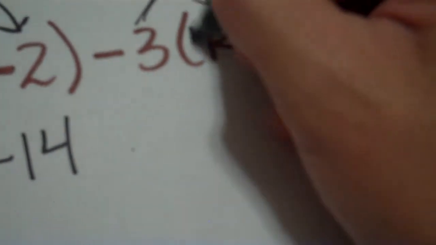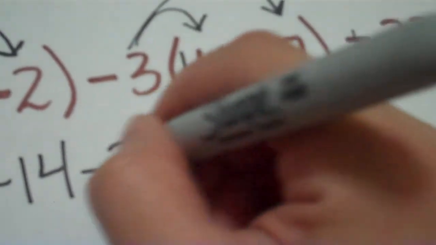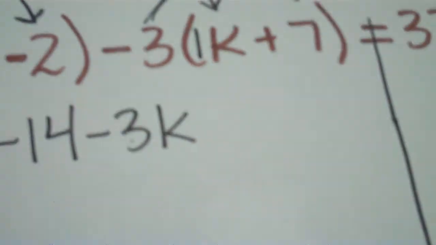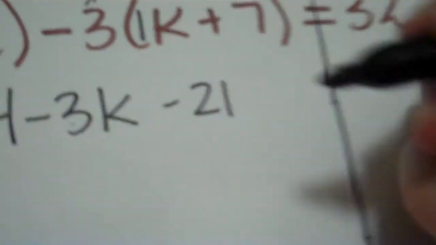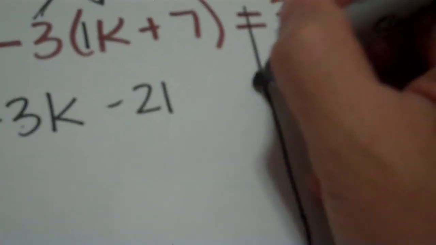Okay? There's no number here, so I write a 1. Negative 3 times 1 is negative 3, just telling you. And negative 3 times a positive 7, yet again, just telling you because of time, is negative 21. Okay? And all that equals 32.